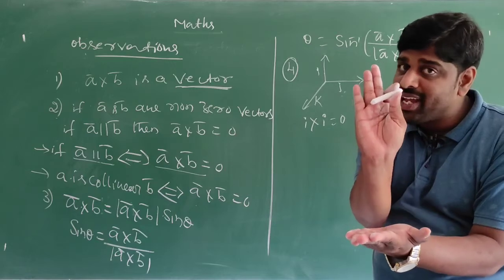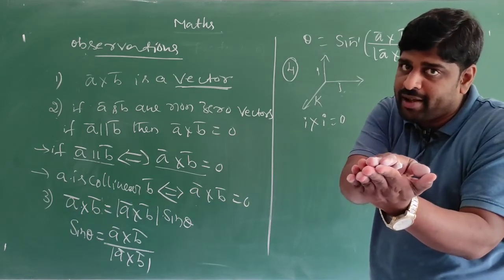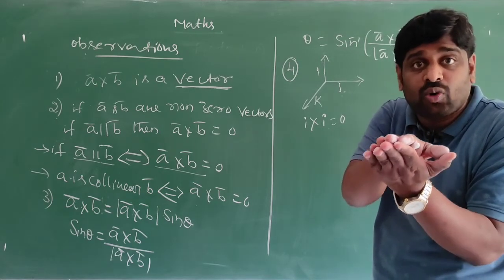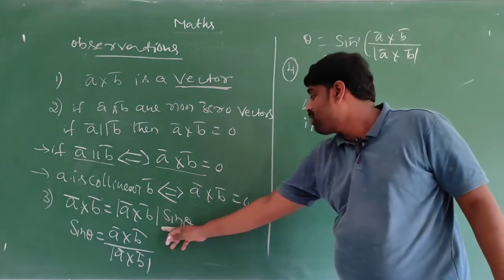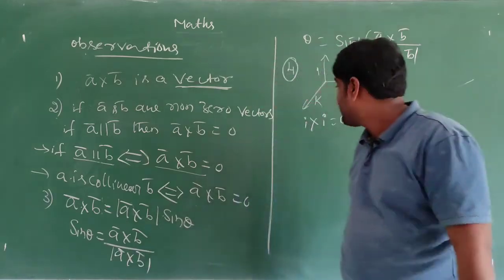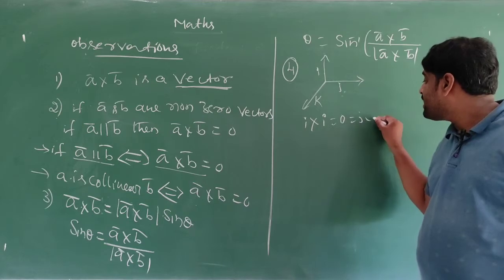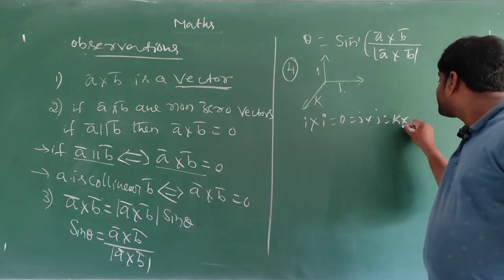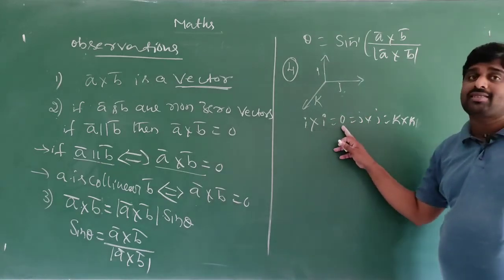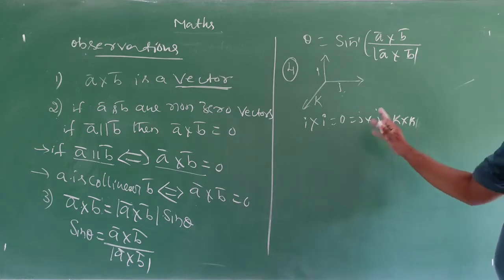Suppose j is equal to i; then both vectors lie along the same direction, so there is no angle between them. When theta is equal to 0, what is the value of sin 0? 0. 0 into this is 0. That's why i cross i is 0, j cross j is 0, k cross k is 0.